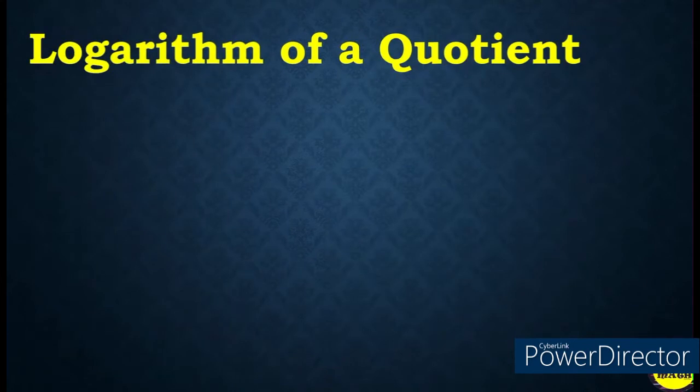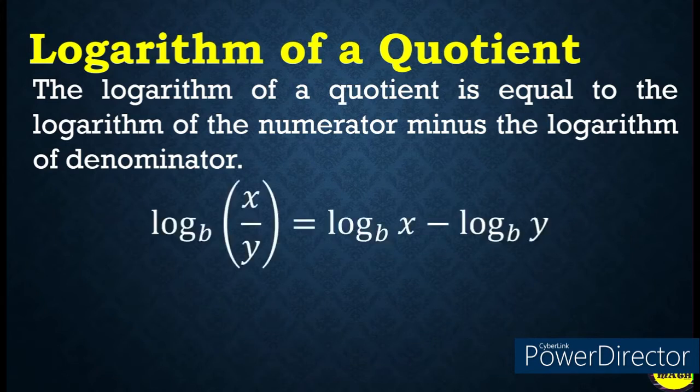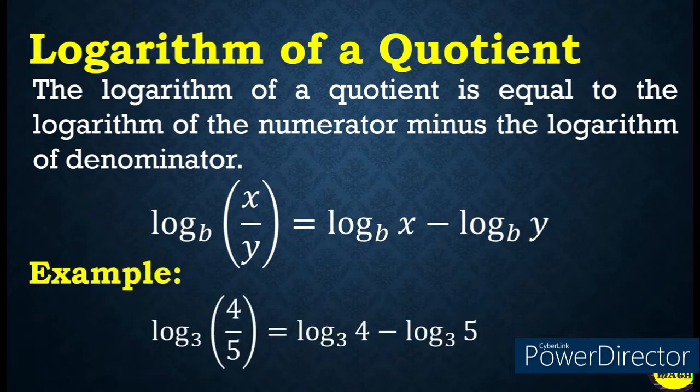The second law of logarithm is the logarithm of a quotient. The logarithm of a quotient is equal to the logarithm of the numerator minus the logarithm of the denominator. Let's say log x over y with base b is equal to the logarithm of x with base b minus log y with base b. For example, if we have log 4 over 5 with base 3, it is equal to log 4 with base 3 minus log 5 with base 3.